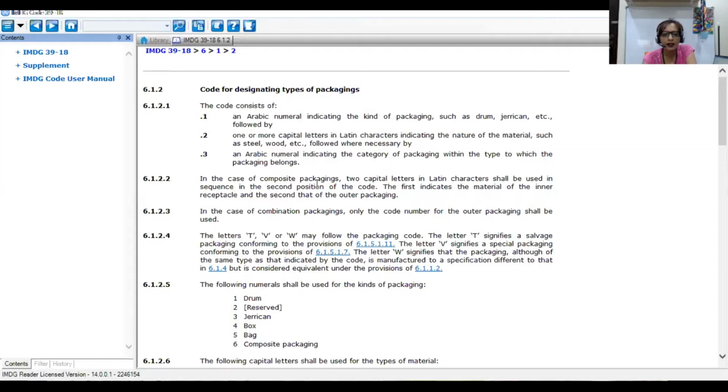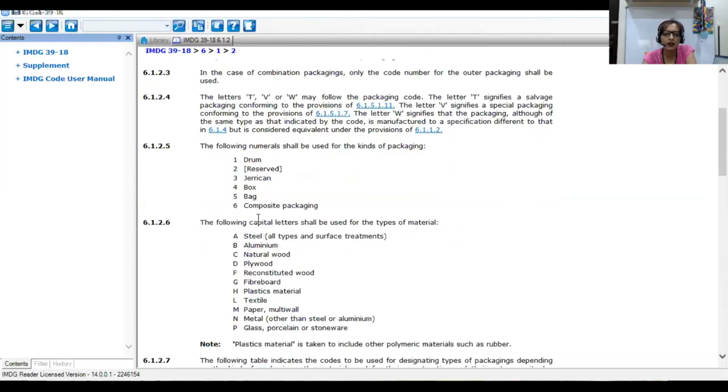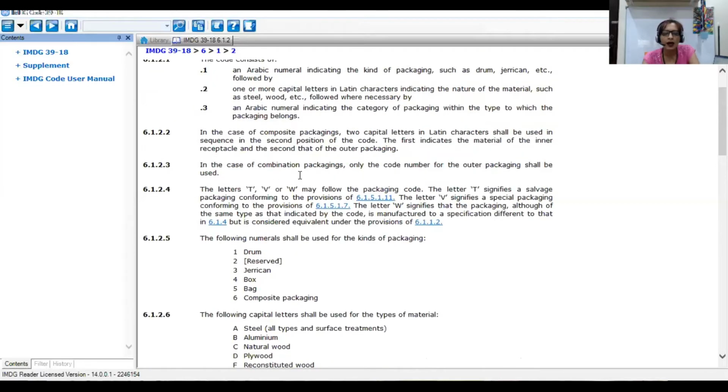And then they say in the case of composite packaging, 2 capital letters in Latin characters shall be used in sequence in the second position of the code. The first indicates the material of the inner receptacle and the second of the outer. So when you look at composite packaging, it would always be a number with 2 alphabets. The first one that you see will indicate the inner receptacle. The second alphabet you see will indicate the outer receptacle's material. So whenever it's an alphabet, it's about materials. Whenever it's a number, it's about packages.